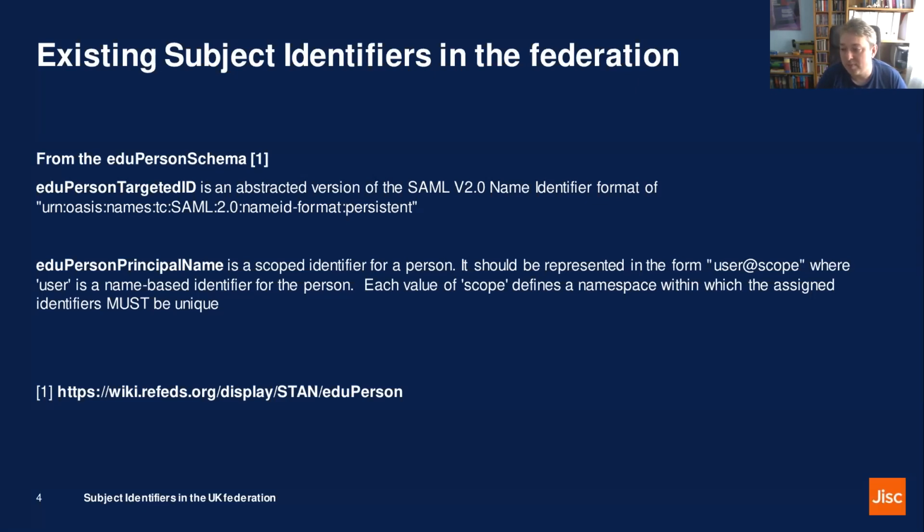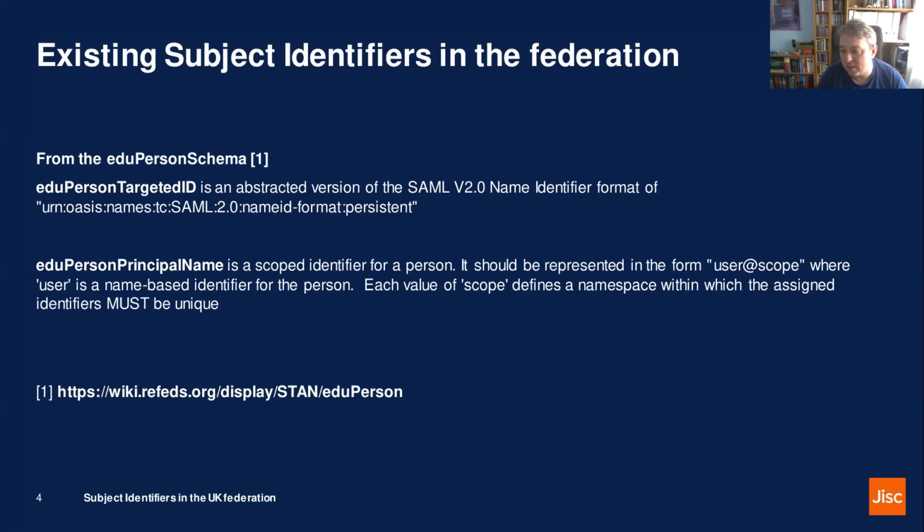The EduPerson principal name then is a scoped identifier for a person. It's usually represented in the form of user at scope. So it looks like an email address to many people and many applications, but it isn't actually an email address, and it shouldn't be treated as that. The user part is a name-based identifier for the person, and then the scope defines a namespace, typically a domain name. So, like I said, these do very much look like email addresses to people observing them. The assigned identifiers must be unique.